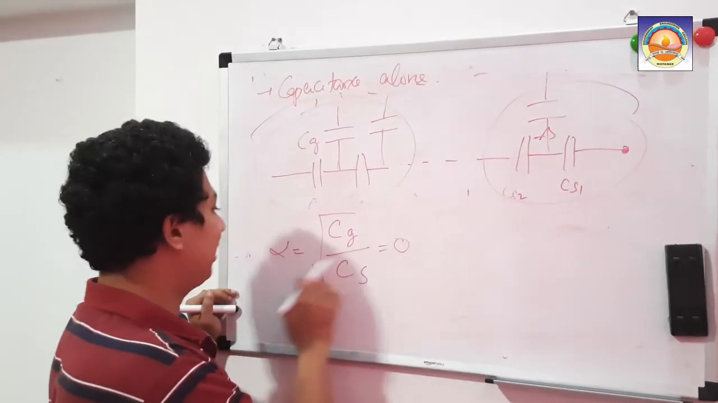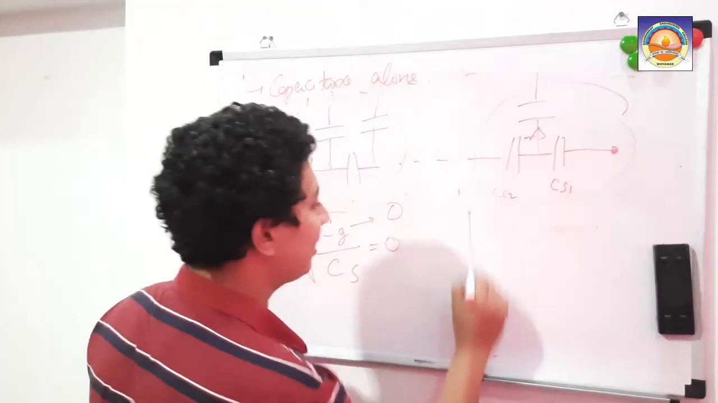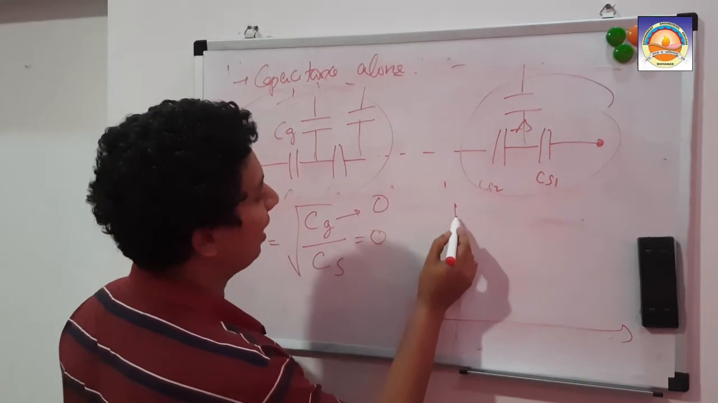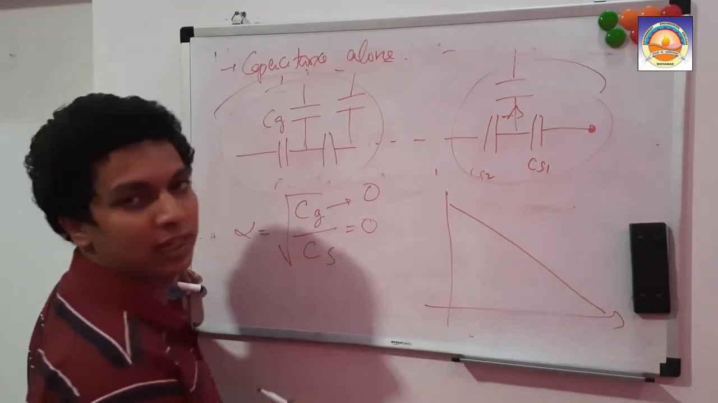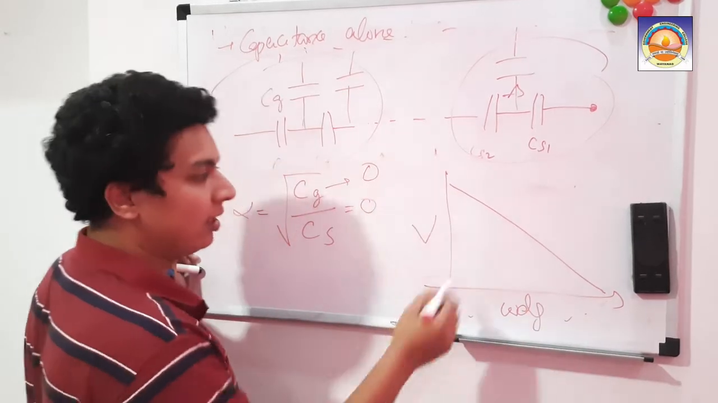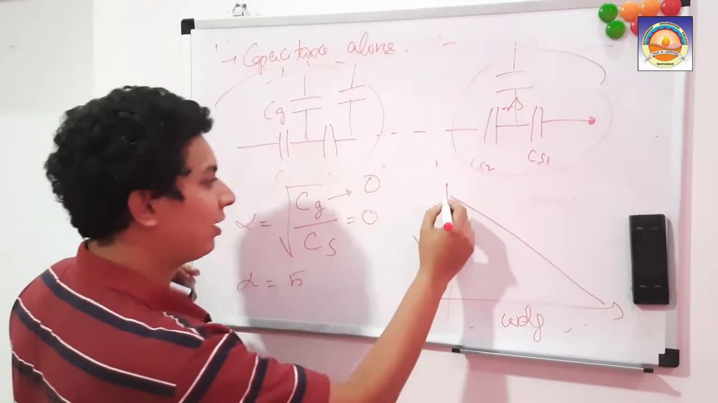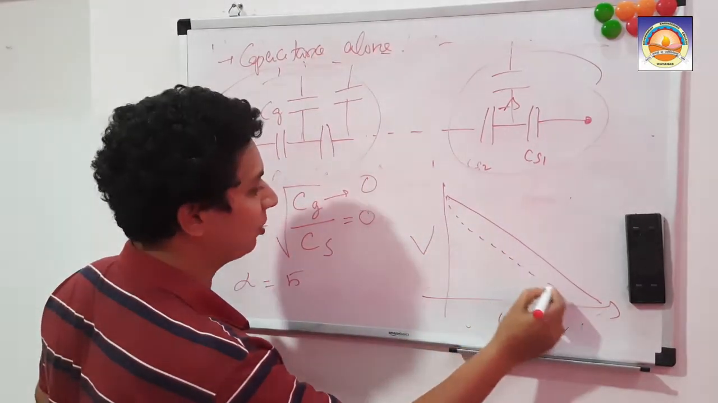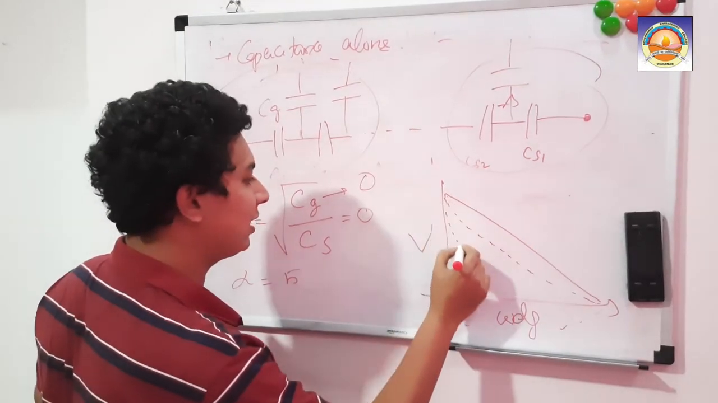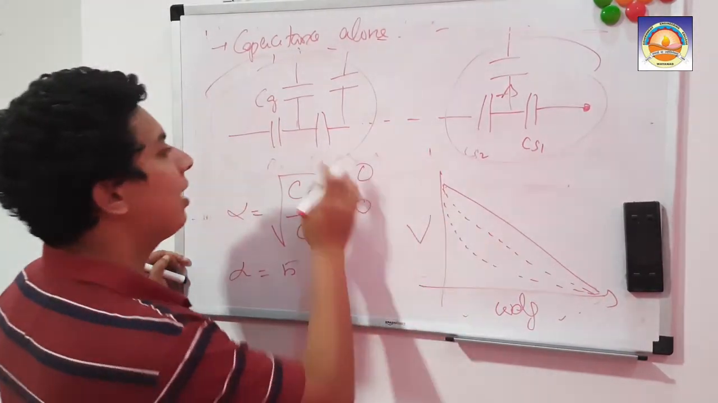Whenever alpha is 0, it means Cg is 0. Under that condition, you will have your potential distribution to be linear. This is the potential, and this is the winding length. So it will be linear. But when alpha is 5, you will have a distribution like this. Alpha is 10 means it will be more non-uniform, meaning more of the potential drop will be along this side.